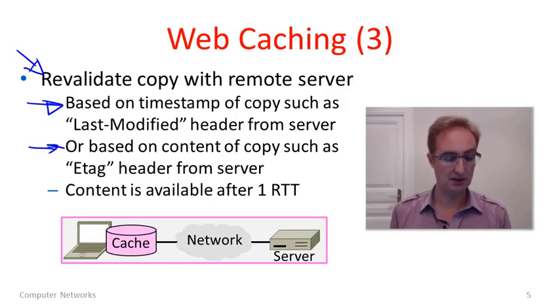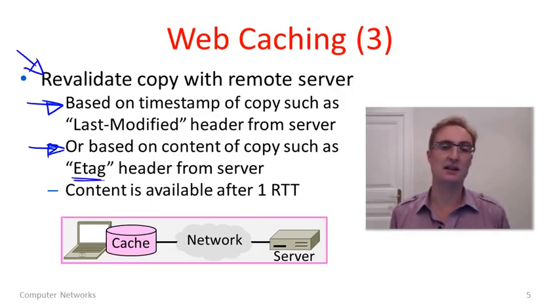Alternatively, instead of timestamps, sometimes headers are used which are based on the contents of the resource itself. This can be done with an ETag header. It stands for entity tag. It might be a hash or other indication of the contents of the file. And this is information that, again, you could send to the server and say, well, I have this copy. Is there anything more recent than this copy?